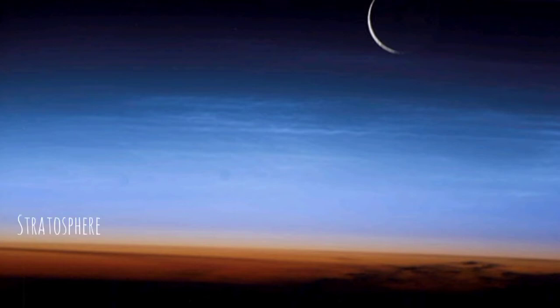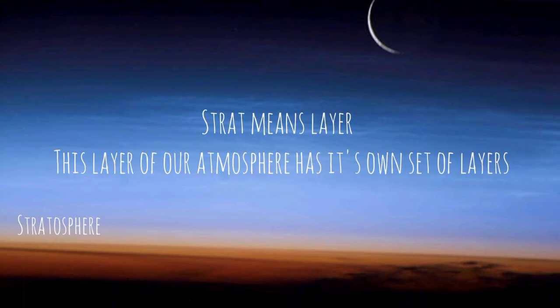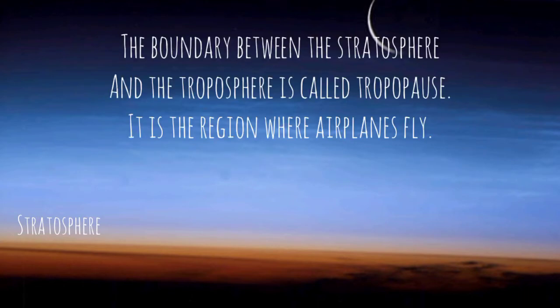Stratosphere. Strat means layer. This layer of our atmosphere has its own set of layers. The boundary between the stratosphere and the troposphere is called the tropopause. It is the region where airplanes fly.